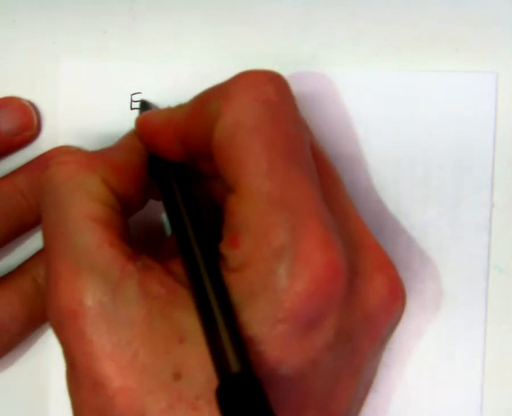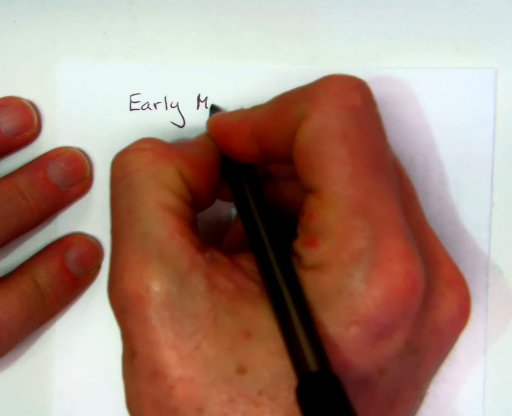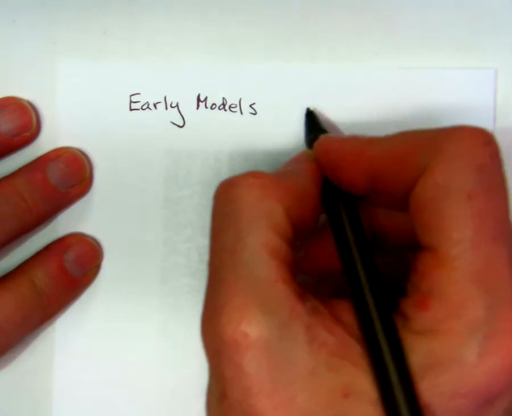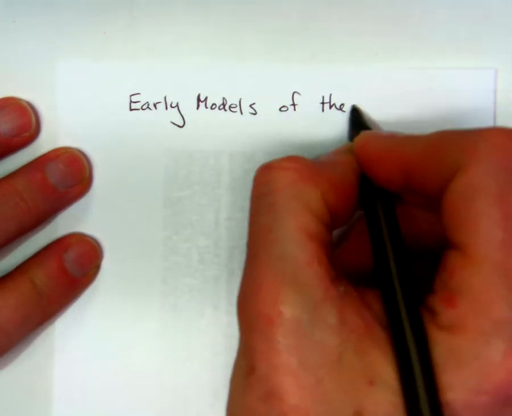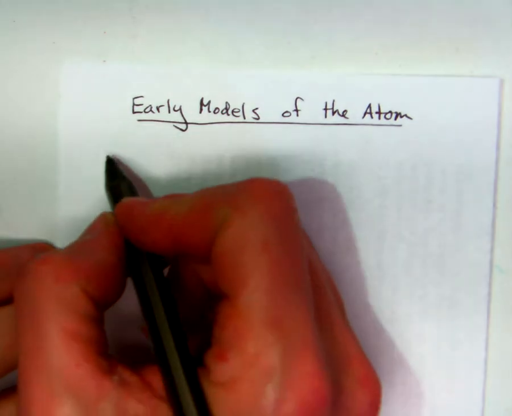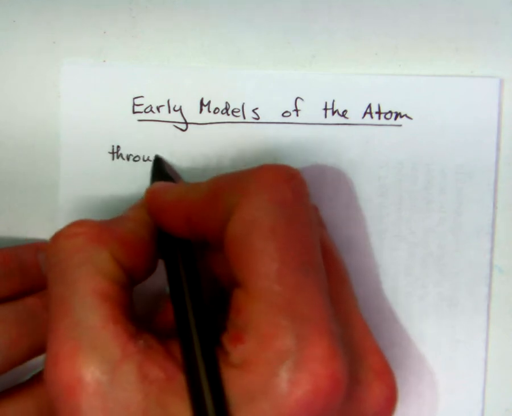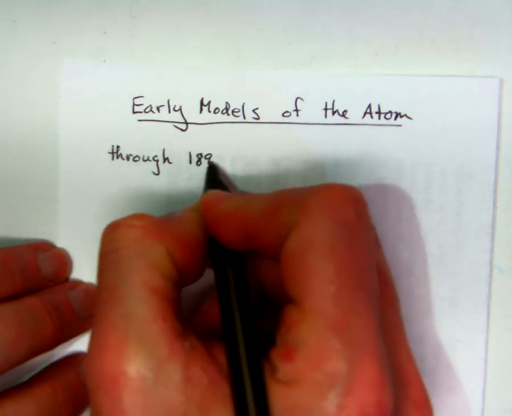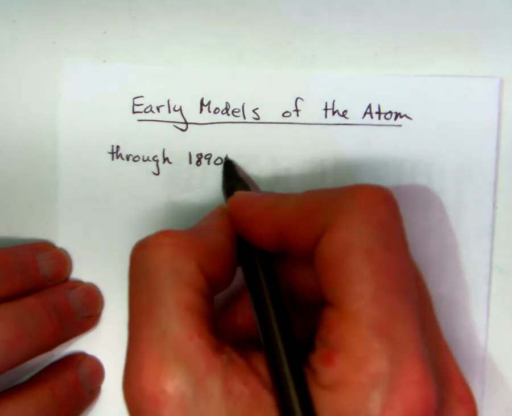Okay, what we're going to talk about today are some early models of the atom. In the late 1800s, kind of up through the 1890s, the typical model of an atom was what they called a plum pudding model.